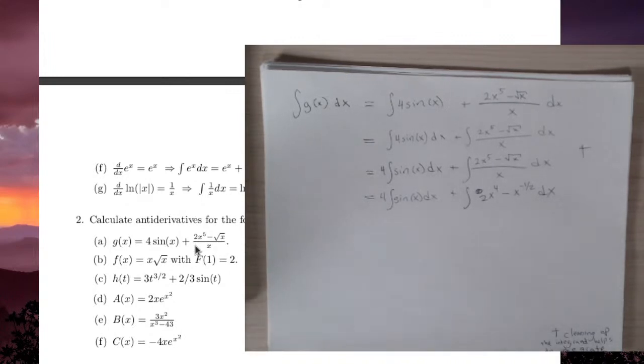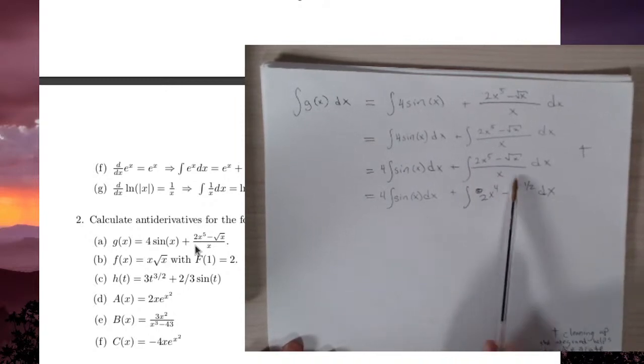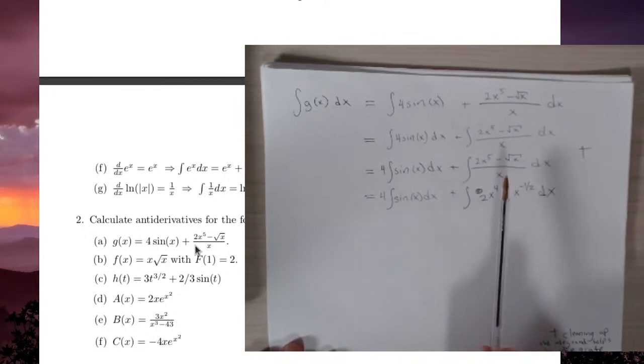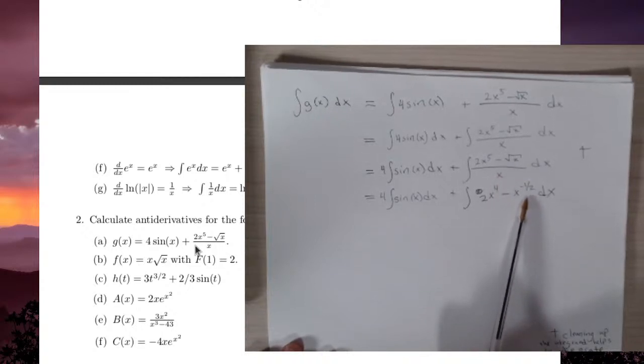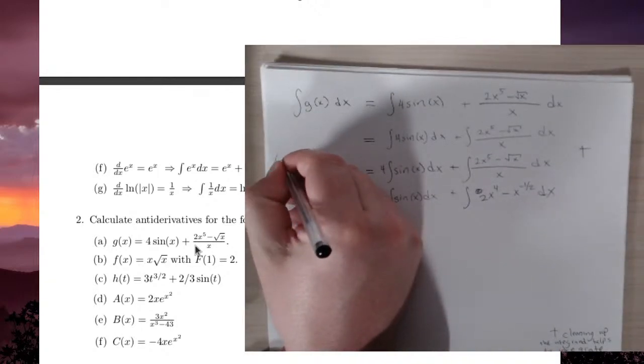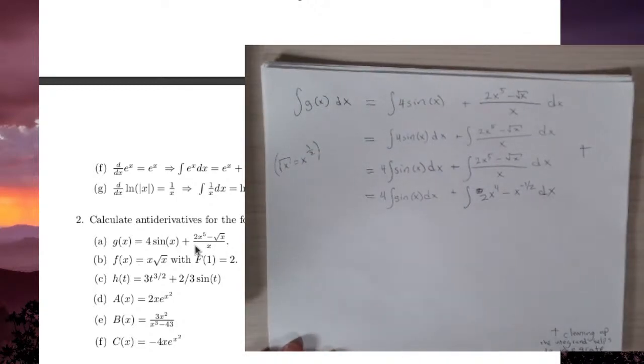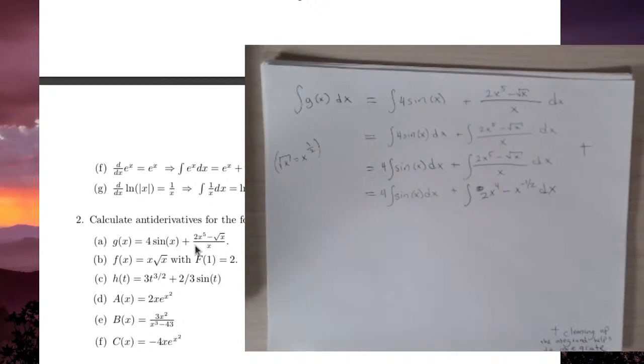So why did this happen? Well, they're both divided by the single x, right? So I can just divide both of these by x. So 2x to the 5th divided by x is just 2x to the 4th. The square root of x divided by x is x to the minus 1/2. Why is that? That's precisely because the square root of x is the same as x to the 1/2. It's important to remember these exponent rules.